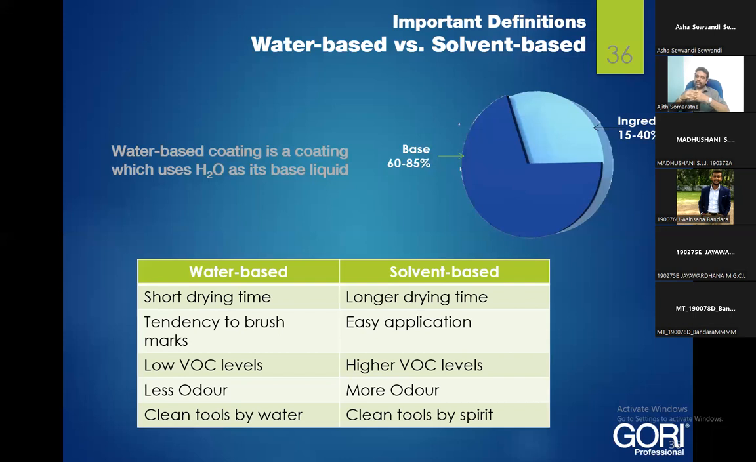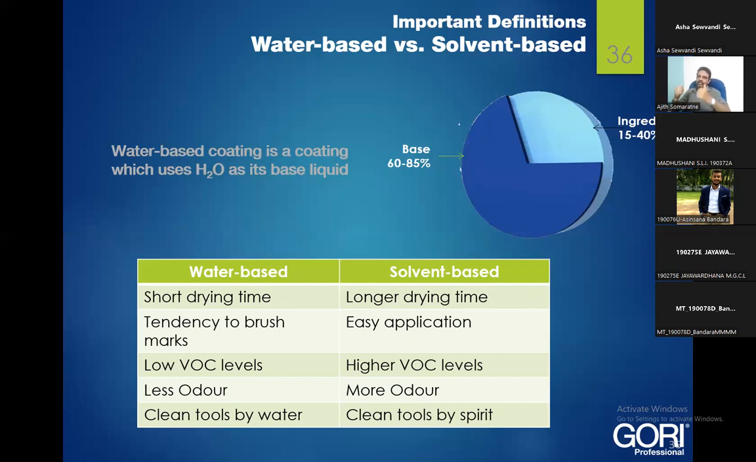They can dilute those chemicals with some other chemicals and all, they can dilute this thing in water. So we call these products water-based. If the base is water, then it is a water-based product. If the base is solvent, then it is a solvent-based product, right? This is the basic difference.